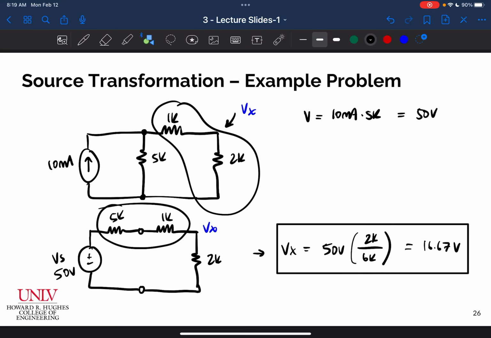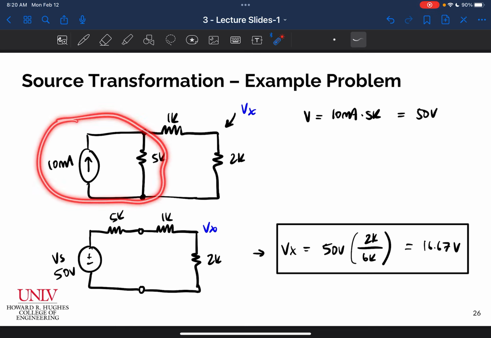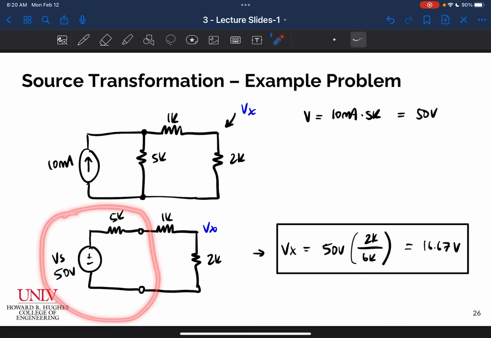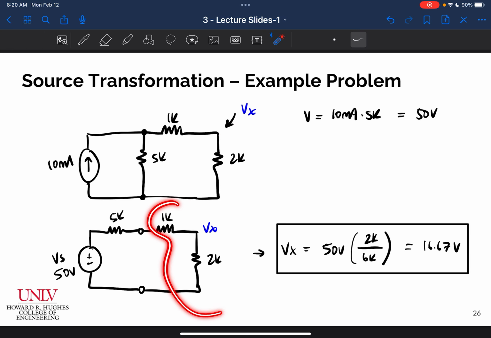All right? So that is how we can use source transformation to our advantage. If we are looking at a circuit that looks like it would be easier to solve with a voltage source in series rather than a current source in parallel, or vice versa, we can just take this piece of the circuit and replace it with this piece of the circuit and keep the rest exactly the same. I have my 1K and my 2K and my Vx here. I have the exact same thing here. All I did was take this portion of the circuit and replace it with this portion. That's source transformation. I'll ask you to use it probably on a homework.